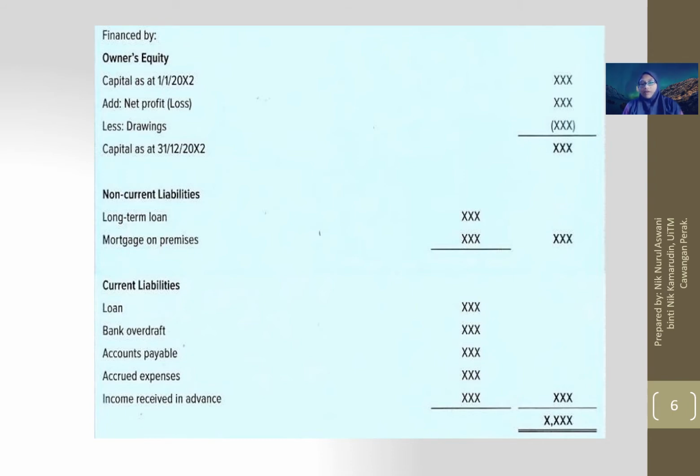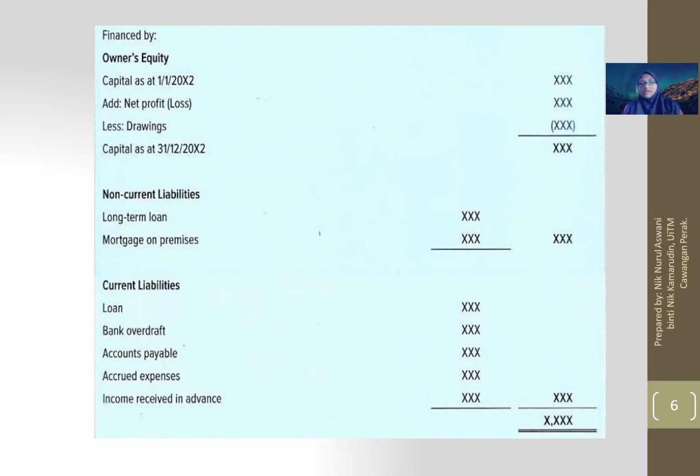Alright, and then we have owner's equity. In the owner's equity, we are going to show the balance of capital, which is the amount of fund contributed by the owner into the business. It could be cash or it could be other asset. This amount of capital will increase or decrease depending on the business performance, which is we are going to add if the company earned profit for the year, and we are going to minus if the company has any loss for the year. And then we are going to minus also any drawings.